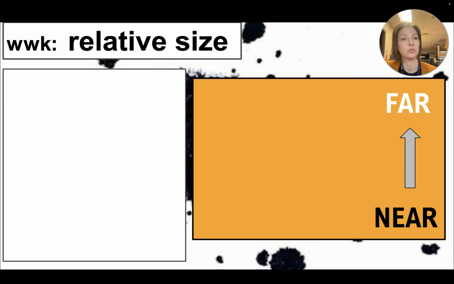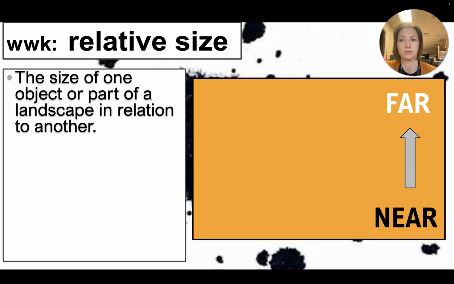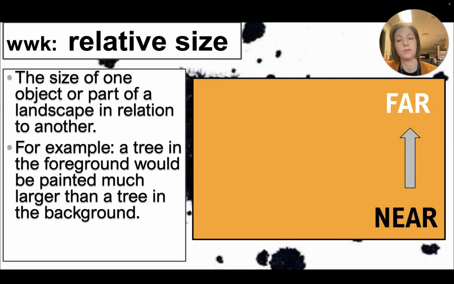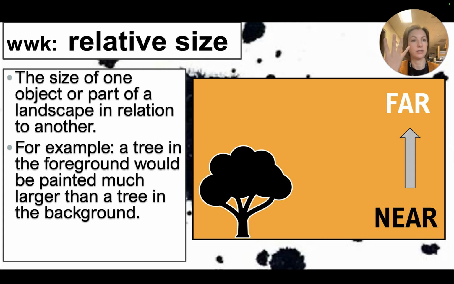Our last is relative size. So the size of one object or part of a landscape in relation to another. For example, a tree in the foreground would be painted much larger than a tree in the background. So this is our foreground tree. As we go off into the distance, not only are we going to use atmospheric perspective and change the value, we are also going to change the size.